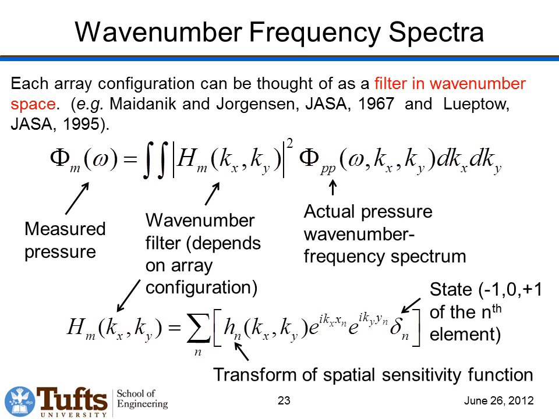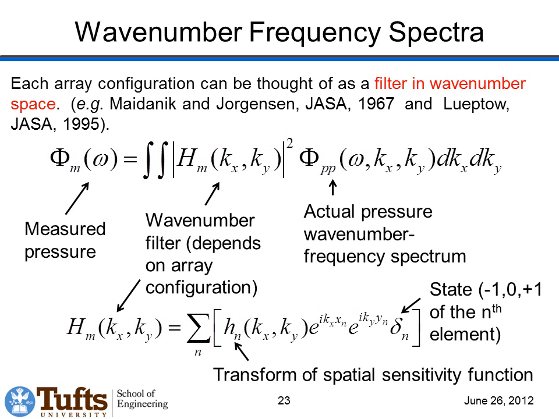So we have thought a little bit about how this wave number frequency spectra could be mathematically quantified. There are some pieces of work that we refer to, Majdanek and Jorgensen and Luptow. Basically, you get a measured pressure out of this array, which is the actual pressure modified by some sort of filter characteristic. And so there's this wave number filter, which depends on how you set up your microphone.